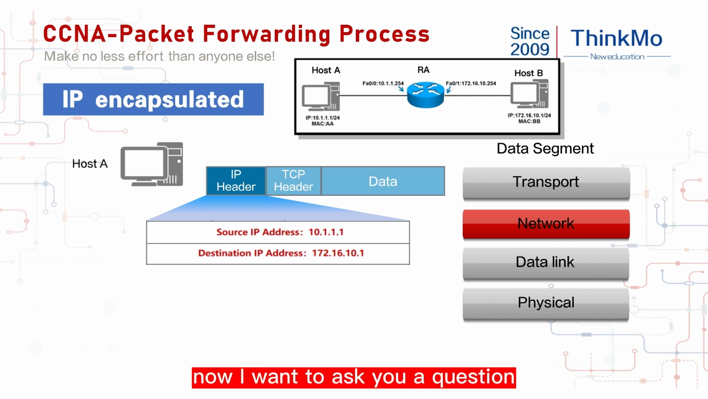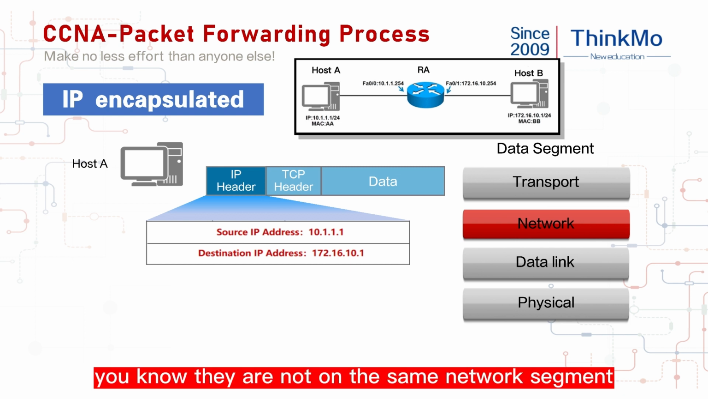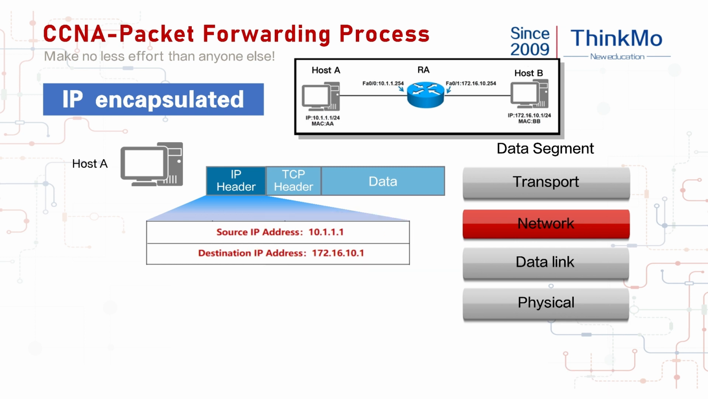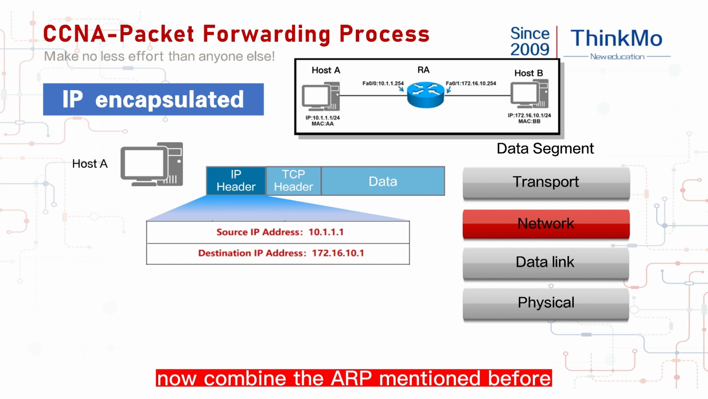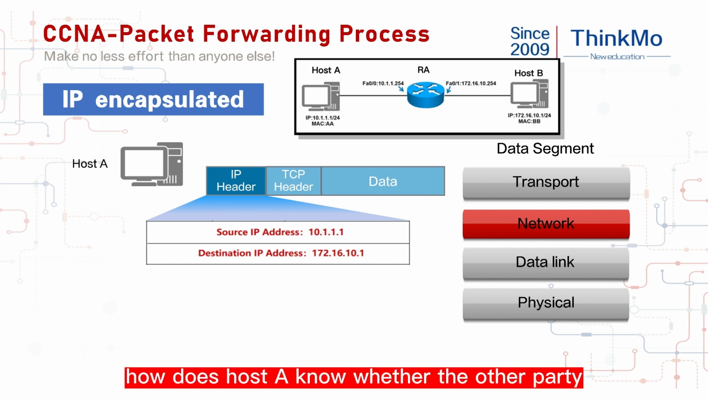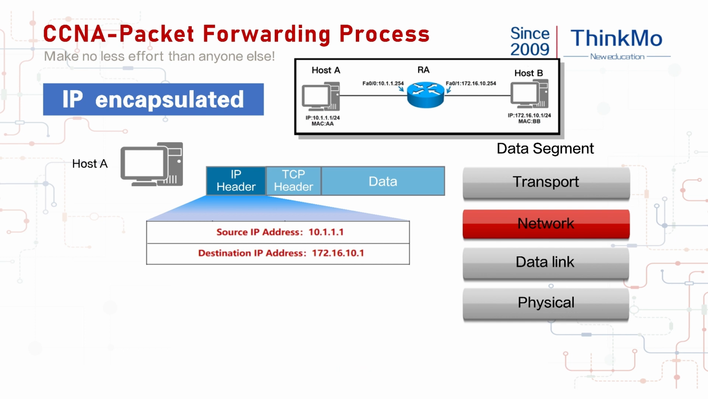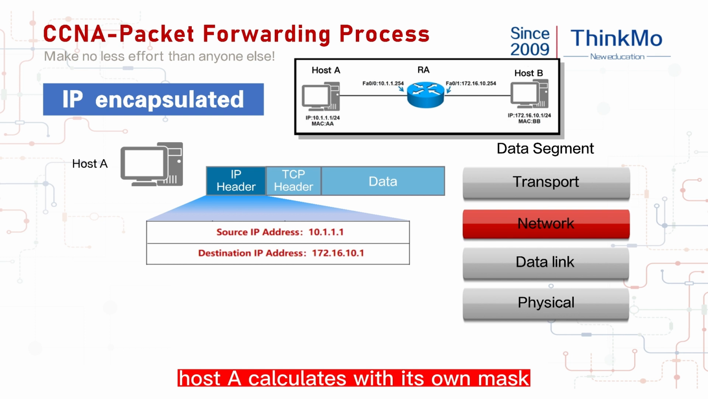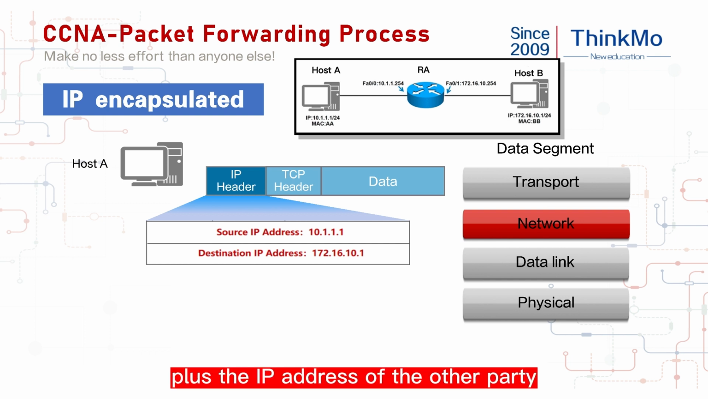Now I want to ask you a question. If after packaging, logically speaking, 3 layers of equipment installed, you know they are not on the same network segment. Now combine the ARP mentioned before. Think about it. How does host A know whether the other party is in the same network segment as it? Okay. Host A calculates with its own mask plus the IP address of the other party, gets its network segment, and compares with itself.